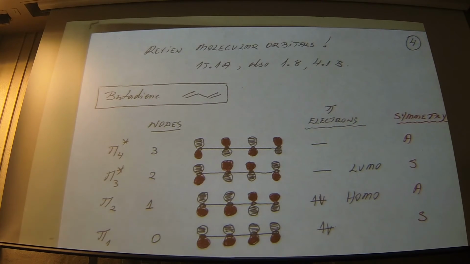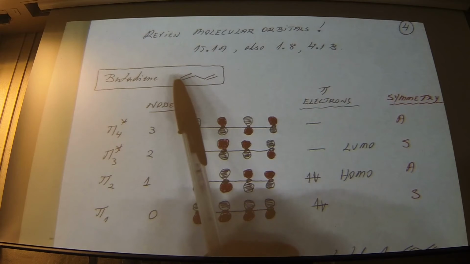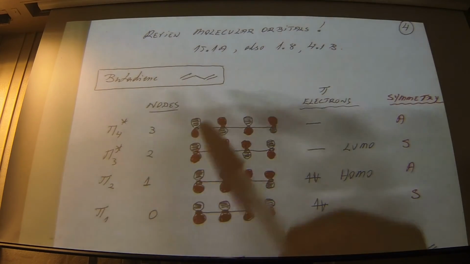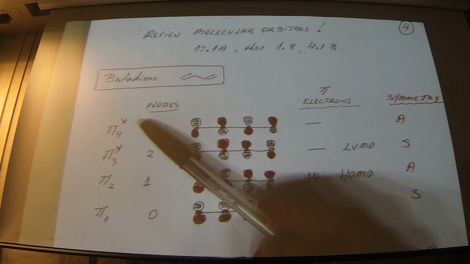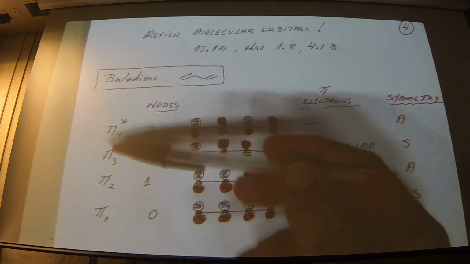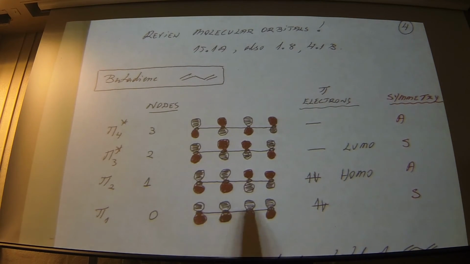Okay. So let's take a look at butadiene. So I have 2 pi bonds. How many pi electrons do I have for butadiene? 4. Okay. So if I start out with 4 atomic orbitals, then I'll end up with 4 molecular orbitals. And these will be pi 1, pi 2, pi 3 star, pi 4 star. What does the star mean? Anti-bonding. Right, okay.